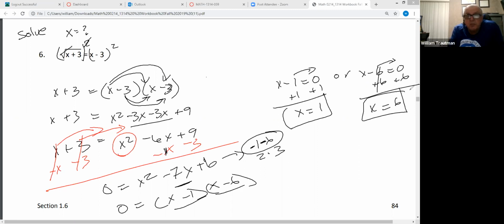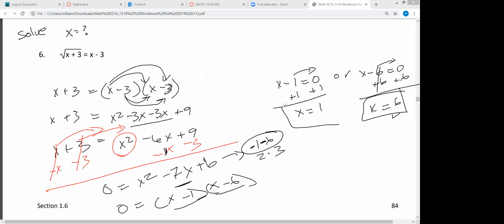Somebody go to the back of the book and look at the answers. This is not an answer in the back of the book. Only the 6 is, I think. I haven't looked at the back of the book. I'm hoping I got it right. But 1 is not an answer. What's the answer in the back of the book? Is it just 6? Just 6. Yes.